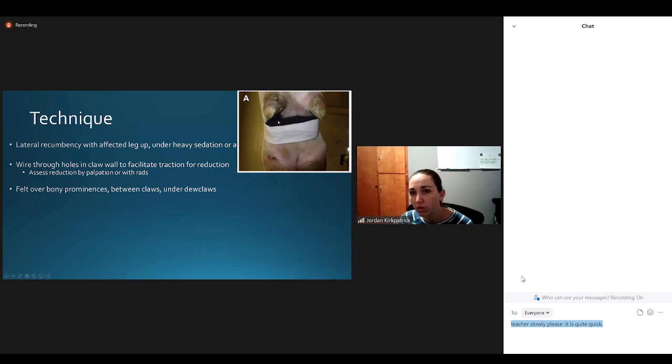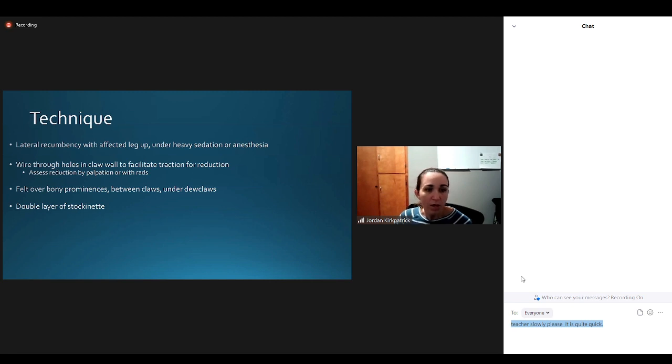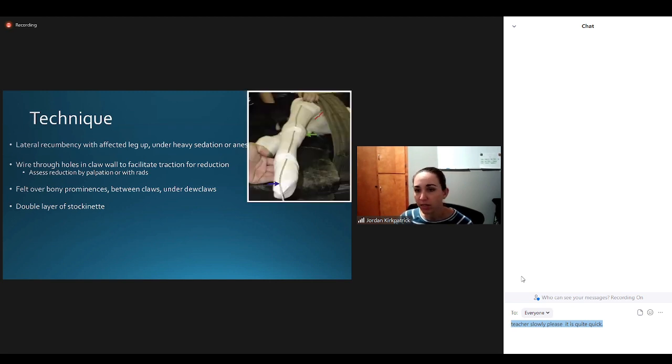So these are the dew claws, so there's felt that's slightly taped underneath, and then I always put felt in between their claws as well because you're trying to prevent pressure necrosis while the cast is on. Then you do a double layer of stockinette. So this is the stockinette up and down the limb.